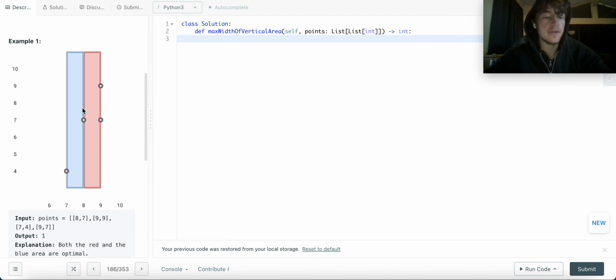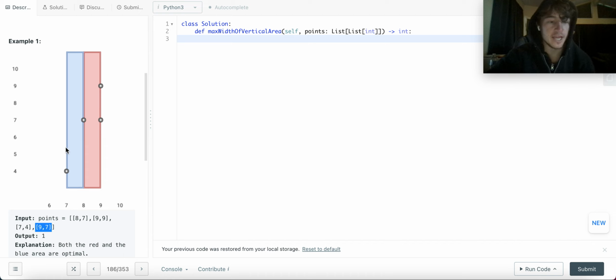So in this problem, you just graph the points. So we have 8, 7. So 6, 7, 8, 4, 5, 6, 7. So that's this point. 9, 9. That's this point. 7, 4. That's this point. 9, 7. That's this point. Now, again, we don't care about these horizontal distances, just the vertical widths, right?